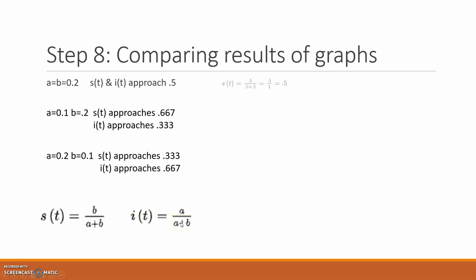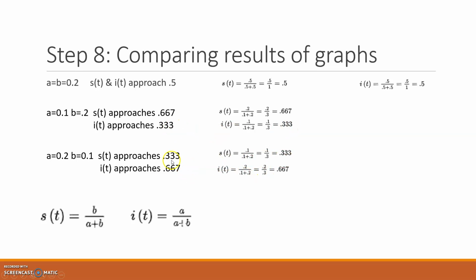a plus b. So if you plug in the respective a and b values here, so for example, if you plug in 0.2 into this equation for a and b and 0.2 into this equation for a and b, you're going to get 0.5 and 0.5, which matches here. If you do the same thing here, you're going to get S of t approaches 0.667, which is true. I of t approaches 0.333, which is true. And just the same thing for this problem here.